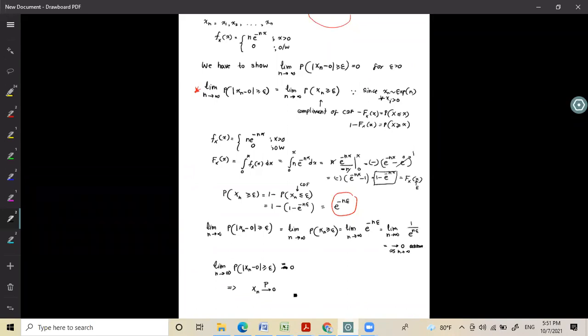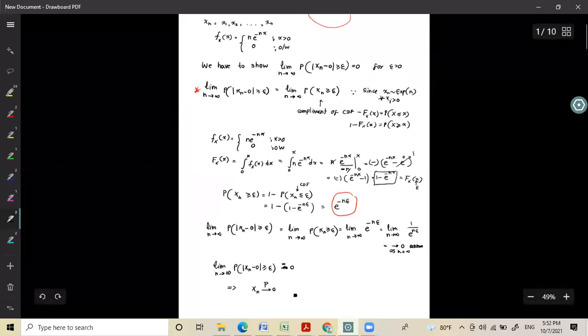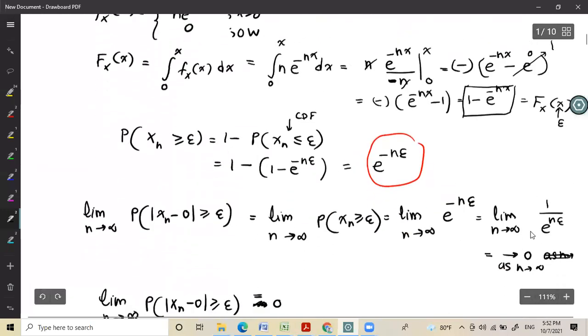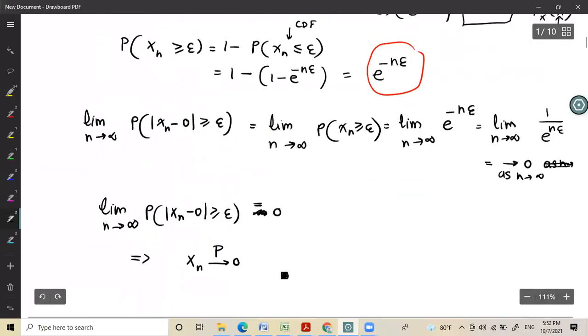In this question, it is about the probability of x greater than epsilon. So you know that is the complement of the CDF. You know the PDF, so find the CDF and then use it in the limit. And you can easily see that that goes to 0 when n goes to infinity. Okay, any question about this one?